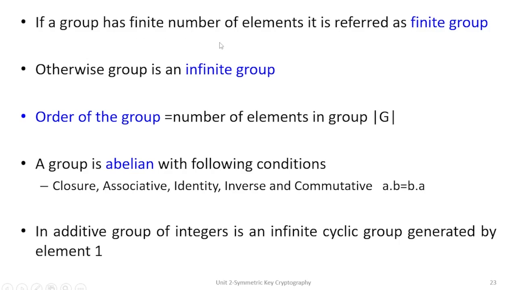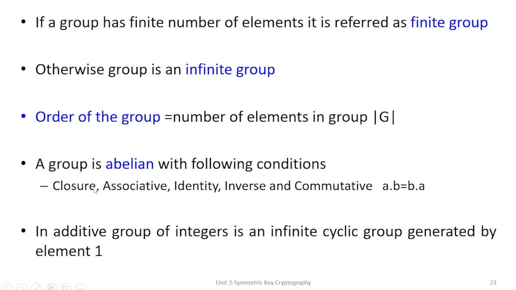So a group which has a finite or countable number of elements is called a finite group. Otherwise, it will be called an infinite group. Then we can find out the order of a group. The other definition for the order of a group is the number of elements available in a group. So we can calculate it. This calculation will be discussed in future videos.